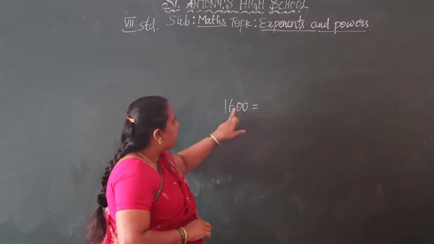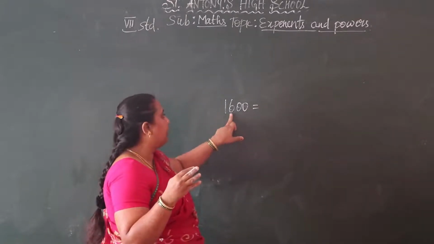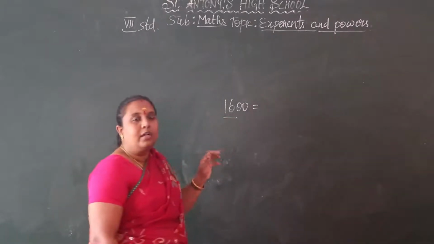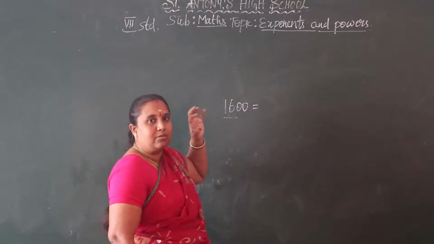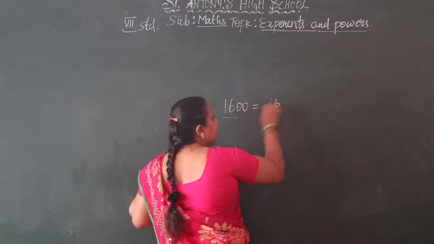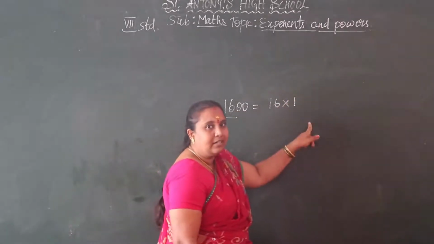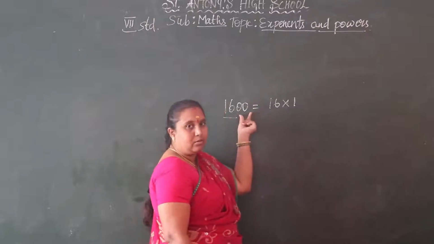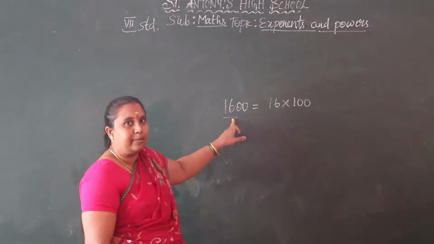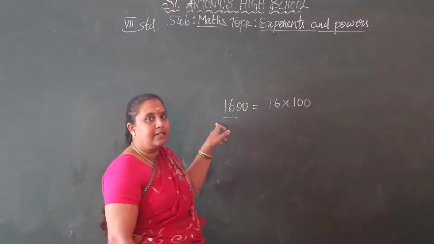Ones, tens, hundreds, thousands. So we have 4 place values, 1, 2, 3, 4 digits are there. So we write the number only. Don't write the zeros. We have to write those zeros in the exponential form. So 16, we have to multiply this by 1 followed by the 2 zeros. So 16 into 100, we get 1600. Have you understood, children?